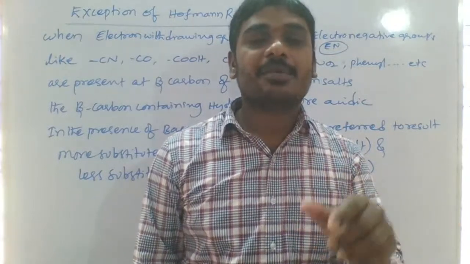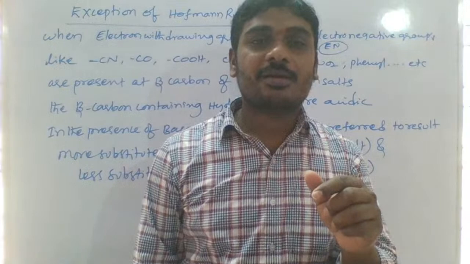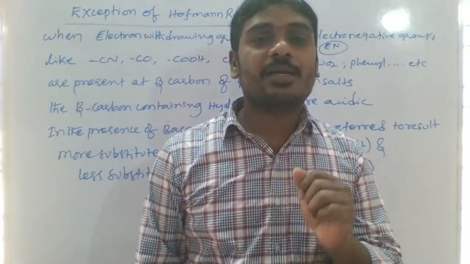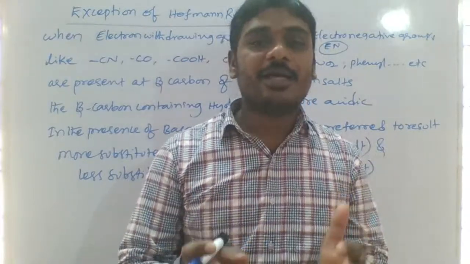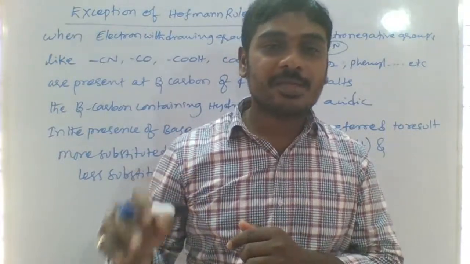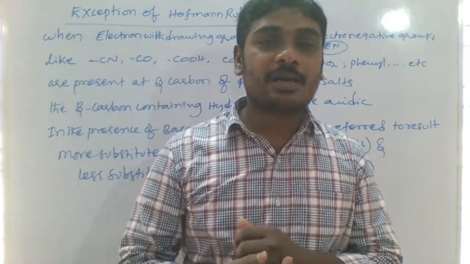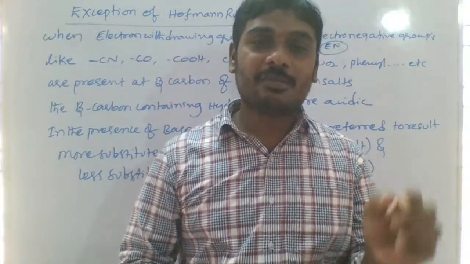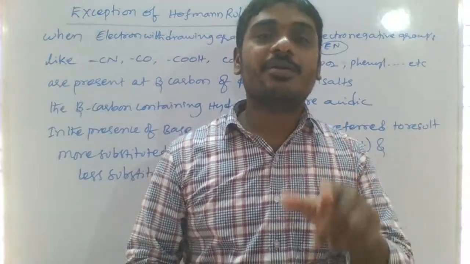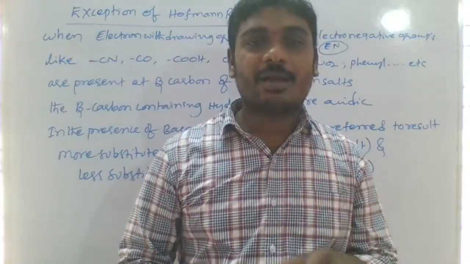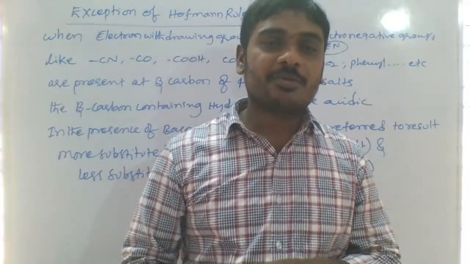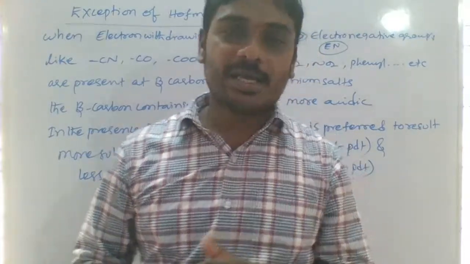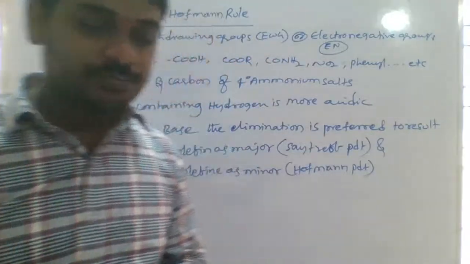In the presence of base, the base mainly takes this highly acidic proton. This proton is sterically crowded, but it is highly acidic. This can be taken by the base, and the resulting product is the more substituted olefin as major. Instead of the Hoffman product, the Saytzeff product is major, and the less substituted olefin is minor, because the beta carbon hydrogen of the less substituted carbon is less acidic compared to the more substituted beta carbon hydrogen. So therefore, the less substituted olefin, nothing but the Hoffman product, is minor and the Saytzeff product is major. So this is an exception for the Hoffman elimination or Hoffman rule.